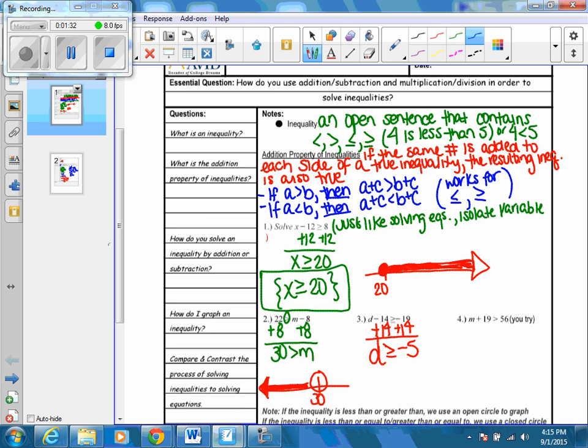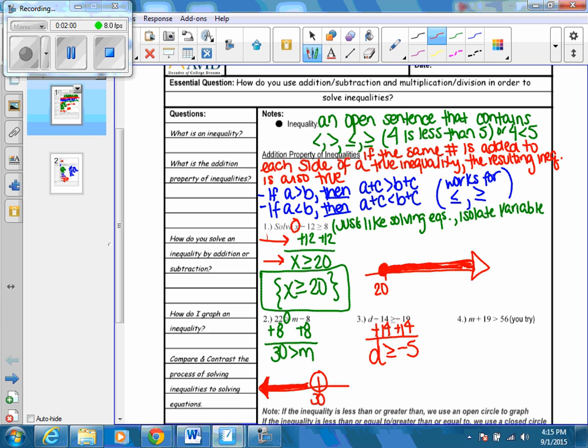Number one says solve the inequality x minus 12 is greater than or equal to 8. When I'm solving these problems, it's just like solving equations. I have to isolate my variable. So if we look at the first step, in order to get x by itself, I have to add 12 to both sides. When I added 12, my new inequality said that x is greater than or equal to 20.